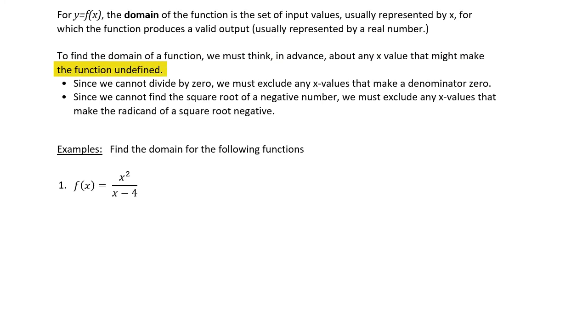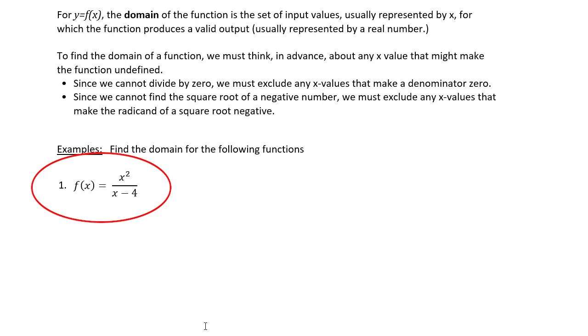Now, since we cannot divide by 0, we've got to exclude any x values that make a denominator 0. And if we have a square root, then we can't find the square root of a negative number. We must exclude any x values that make the inside of the square root, the radicand, a negative number. So let's start with an example.